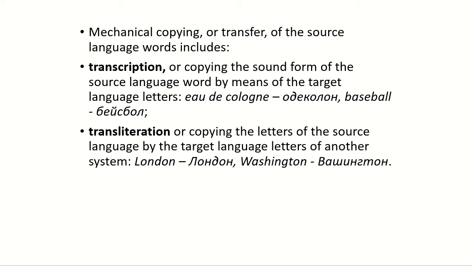So the next method is transliteration. It is copying the letters of the source language by the target language letters of another system. For example, London is transliterated into Russian like London, and Washington is rendered like Washington.